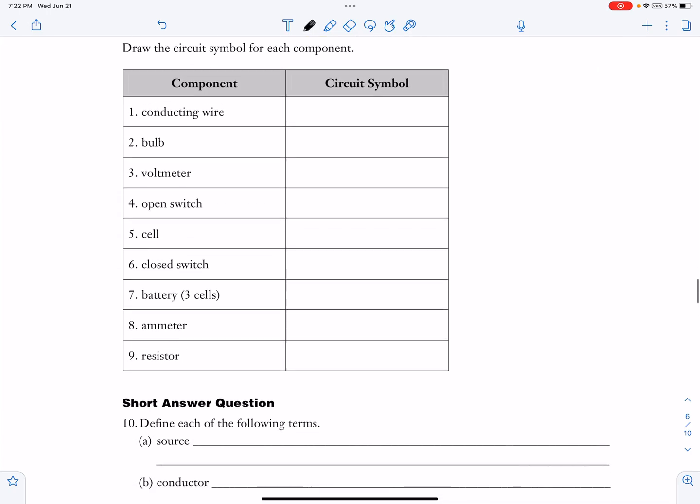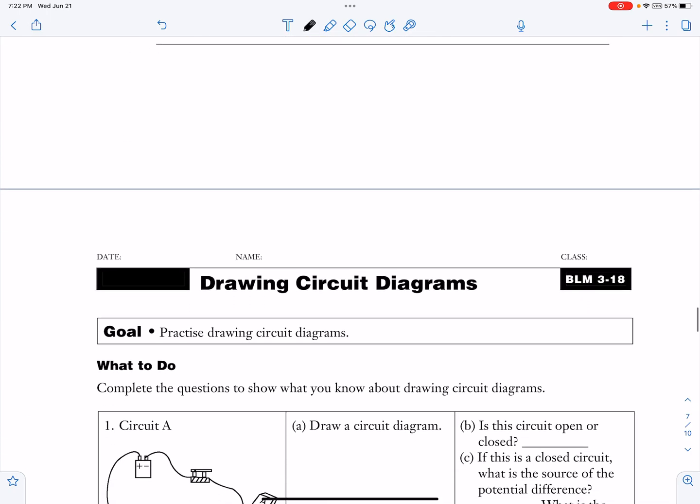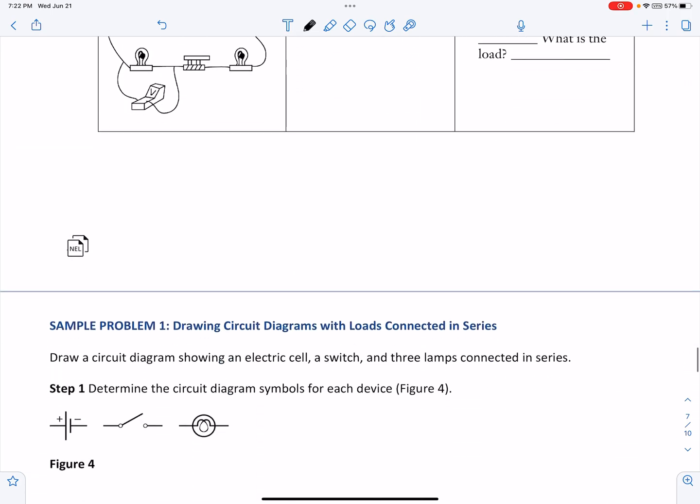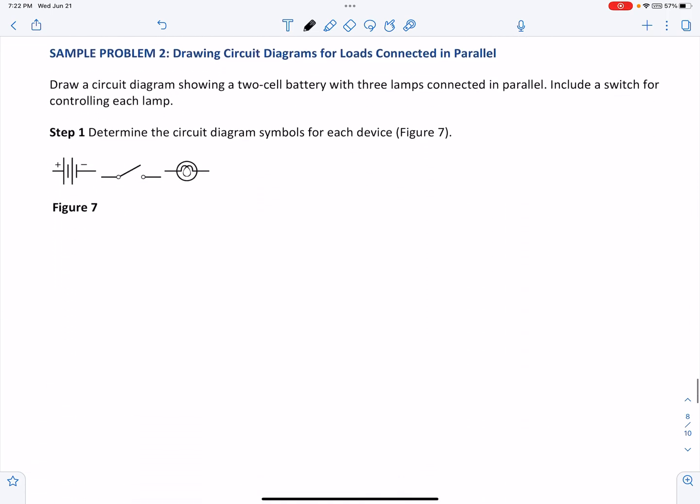Please take the time to complete the practice problems below, as well as any LMS questions that you may have been assigned.